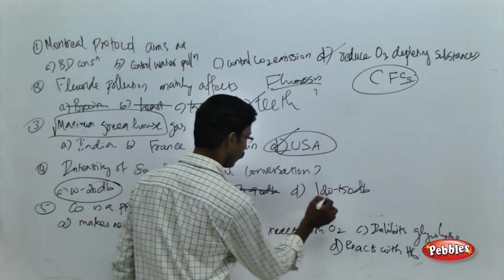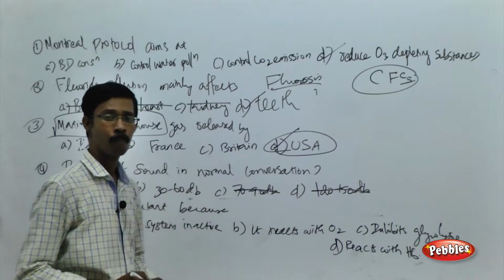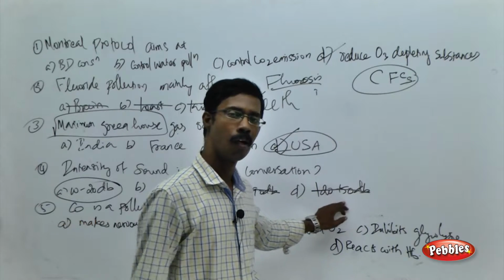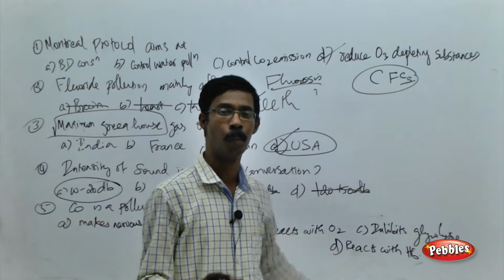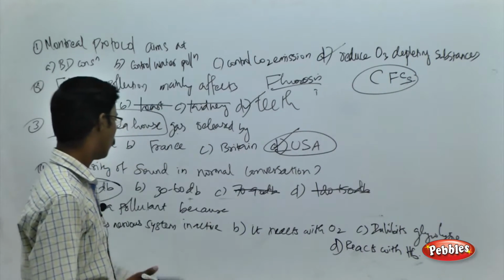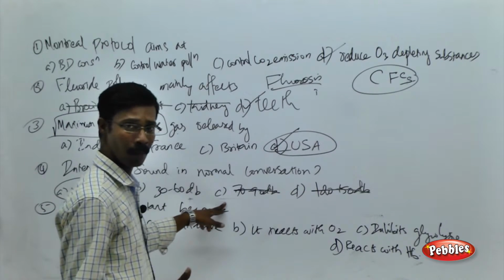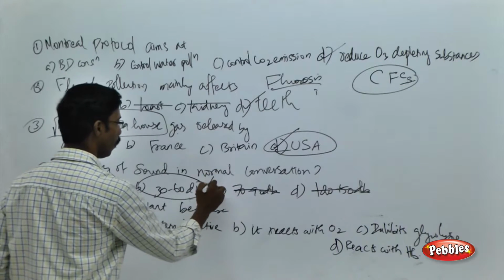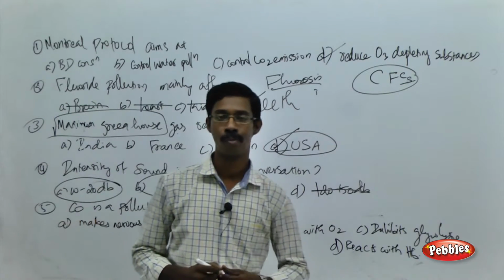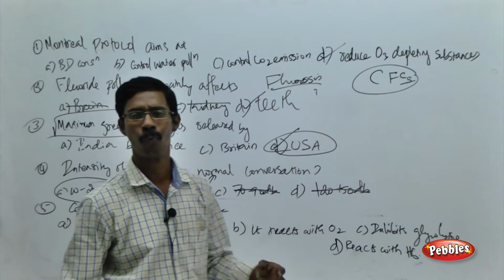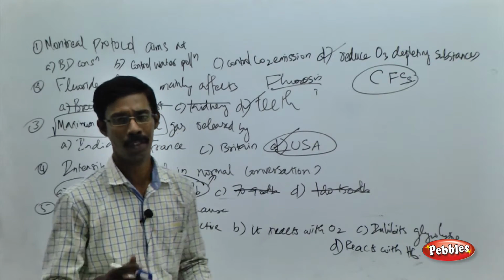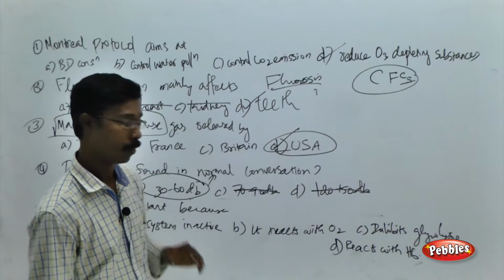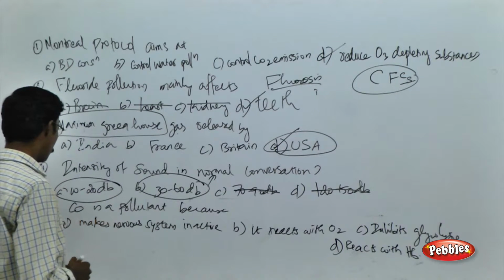And 70 to 90, 120 to 150 are the maximum levels. 120 to 150 will surely cause permanent damage to the eardrums. 70 to 90 is beyond the permissible level, and 30 to 60 is the normal conversation sound level in decibel. It would be around 40 to 60 or 50 to 60. That is the point you have to remember about the normal conversation sound level. Fine. See the final question.